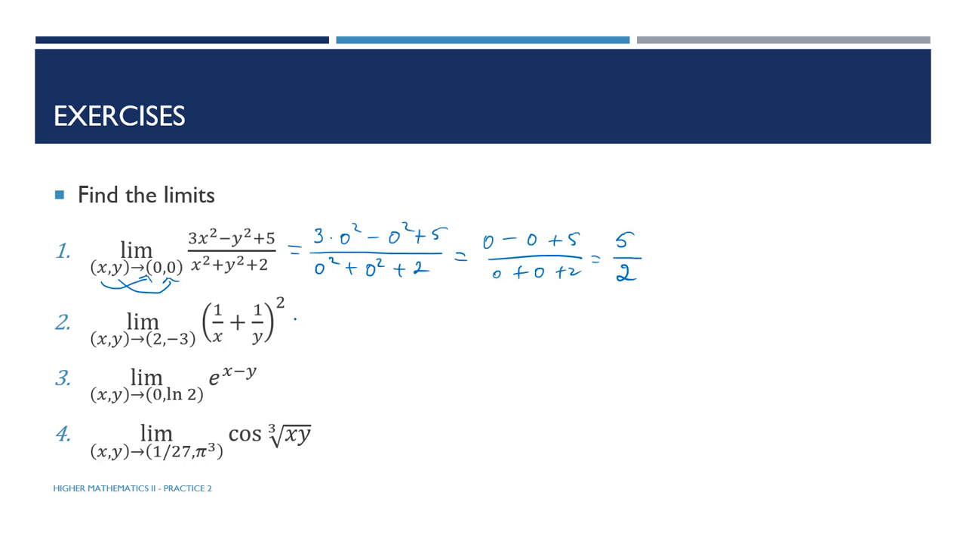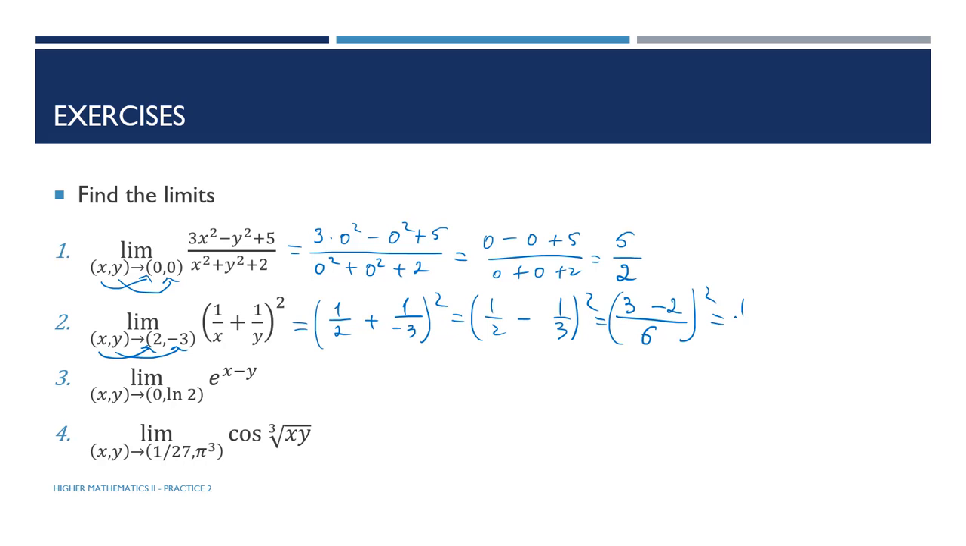Plug in 2 instead of x, plug in -3 instead of y. Okay, 1 over 2 plus 1 over -3, squared. And this gives me 1 over 2 minus 1 over 3, squared, and I have to find the common denominator, which will be 6 in my case. 6 over 2 gives me 3 times 1 is 3, minus 6 divided by 3 gives me 2, 2 times 1 gives me 2, squared. So 1 over 6 squared. 1 squared is 1, 6 squared is 36. Okay, check the second exercise.